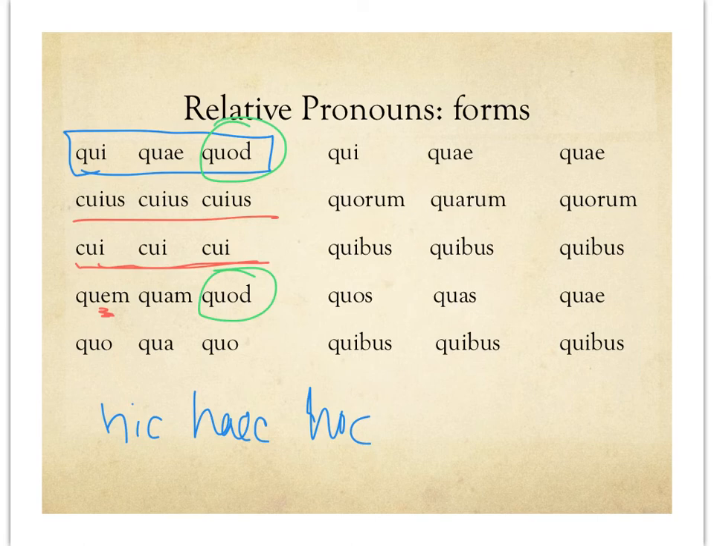And once we go to the plural, these are going to look more familiar too. We have qui, quae, and here quae, which is not unlike haec in the neuter plural of hic, haec, hoc, but then quorum, quarum, quorum, quibus, quibus, quibus, quos, quas, quae, because of course this and this are going to have to be the same, quibus, quibus, quibus.